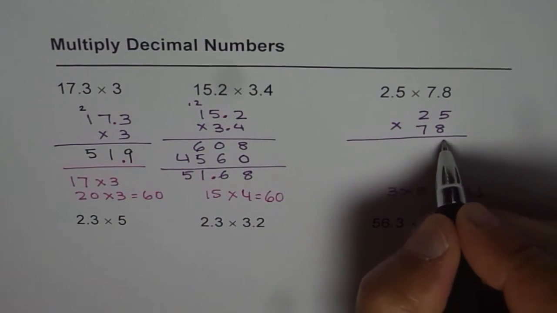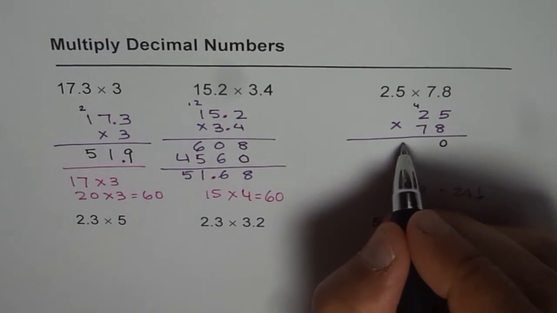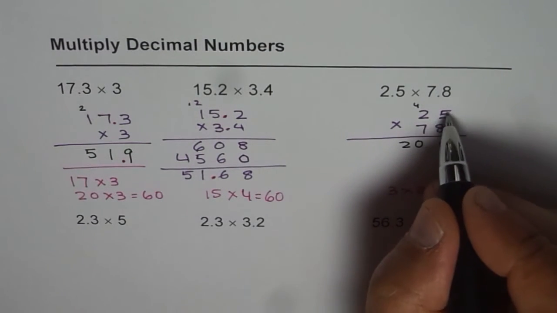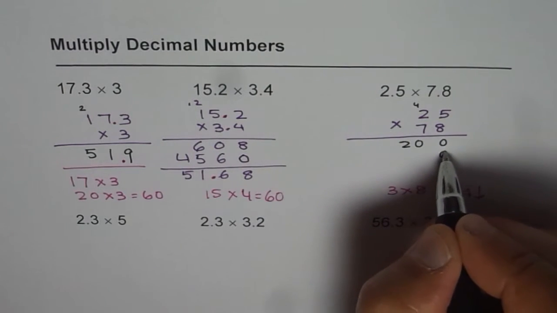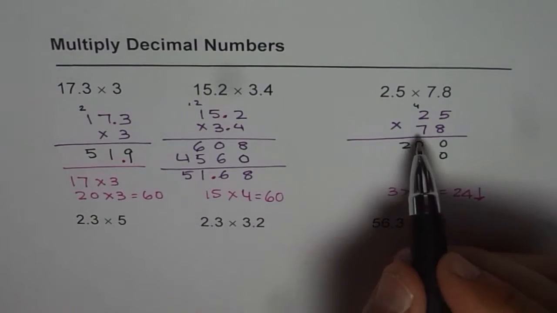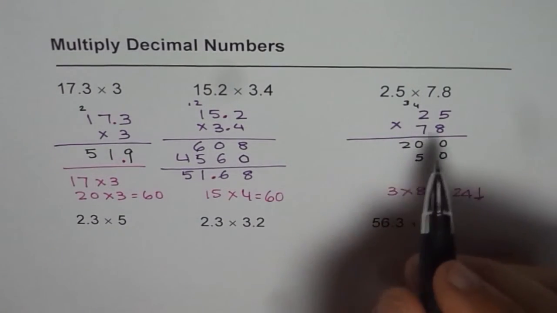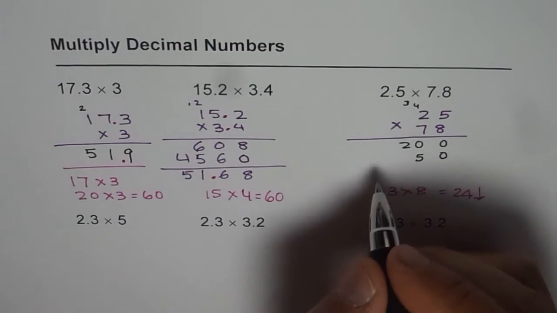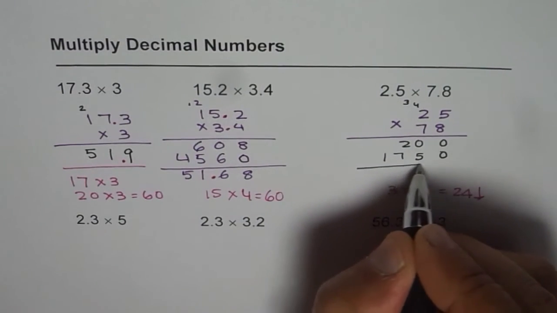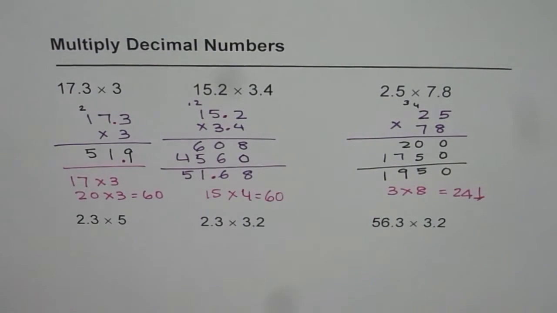8 times 5 is 40, so you get 0, 4. 8 times 2, 16, plus 4 is 20. 7 times 5 is 35, so you have to put 0 here. It is basically 70, right? Tens place. 7 times 5, 35, 5, and this time this is 3. 7 times 2, 14, plus 3 is 17. And when you add, you get 0, 5, 9, 1.